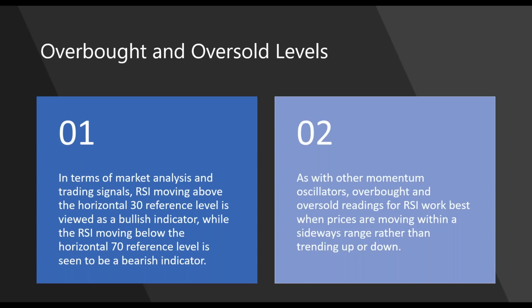In terms of market analysis and trading signals, RSI moving above the horizontal 30 reference level is viewed as a bullish indicator, while RSI moving below the horizontal 70 level is viewed as a bearish indicator. As with other momentum indicators, overbought and oversold readings for RSI work best when prices are moving within a sideways range rather than trending up or down. So also remember that RSI is a lot more reliable and a lot easier to use in range-bound, congested sideways markets, because then it will tell you when the market is about to move up or down.